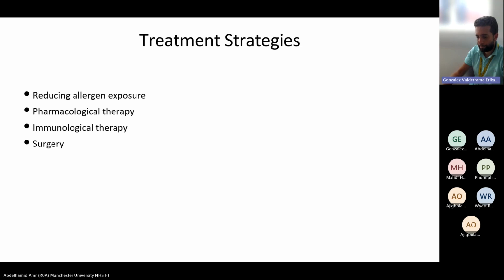And then drug therapy. So we've got pharmacological therapy, and then we've got immunotherapy. There's also monoclonal antibodies, anti-IgE, but they're very expensive, so they're not being used. And then surgery.